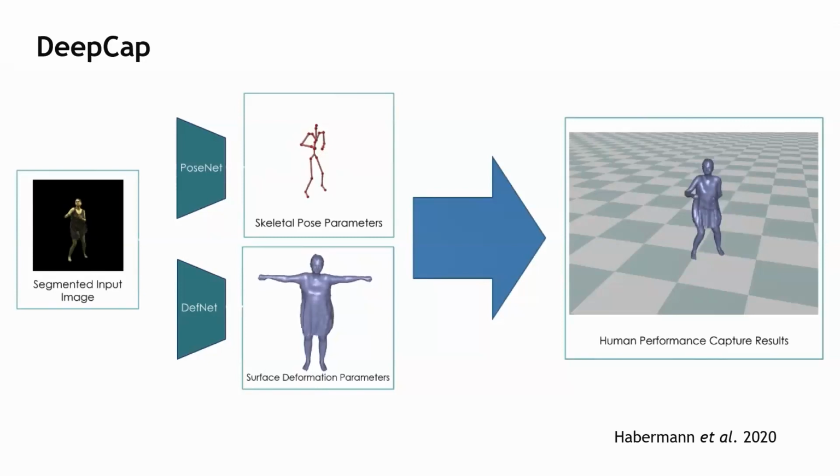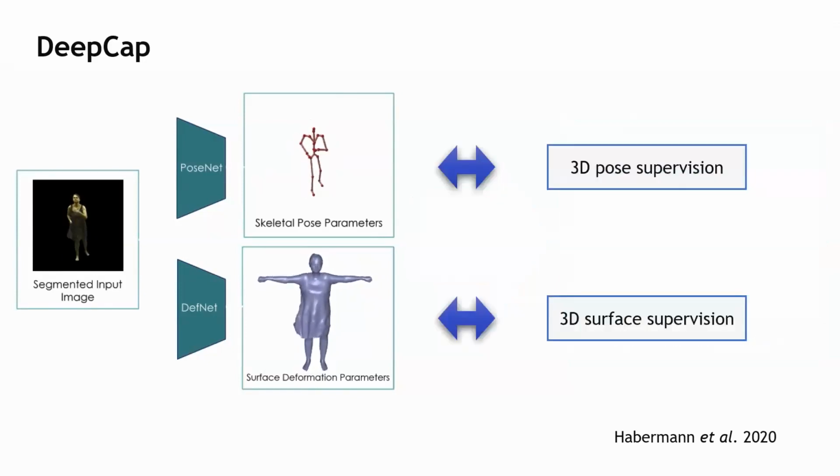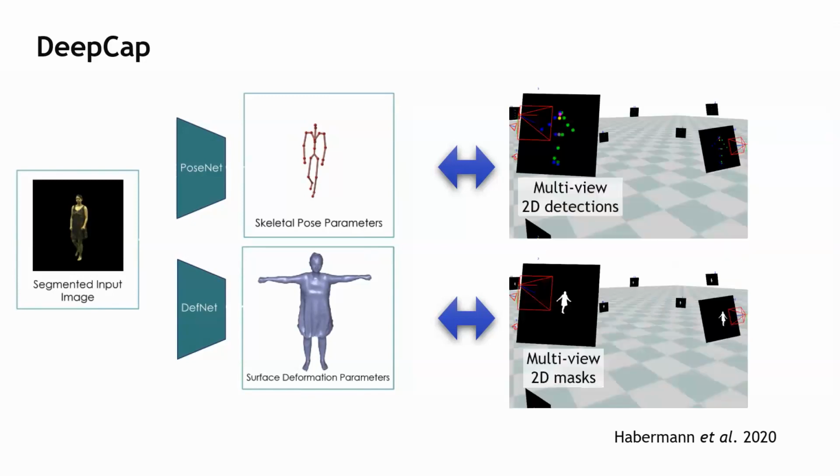But the question is, how do you train it? An obvious solution would be that you have supervision on the skeleton. You also have supervision on the 3D surface that you can somehow reconstruct. But that apparently also is an active area of research, to do dense reconstruction from multiple views. So an alternative is to just use multi-view image evidences.